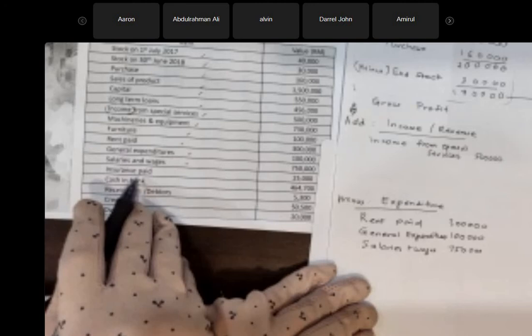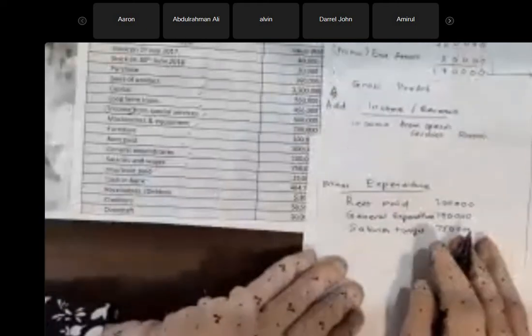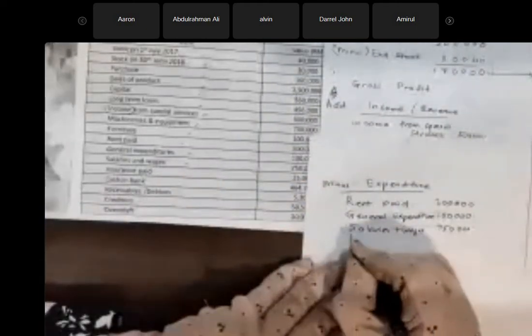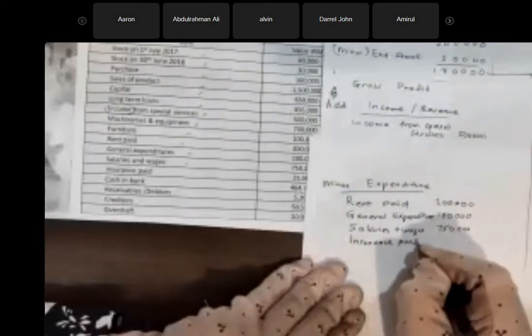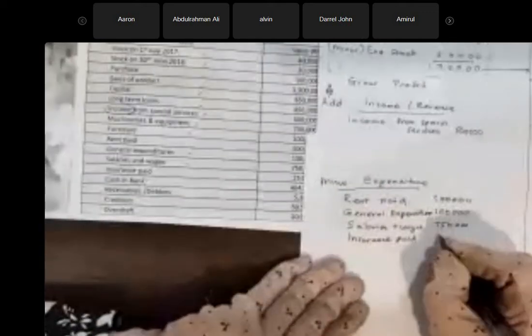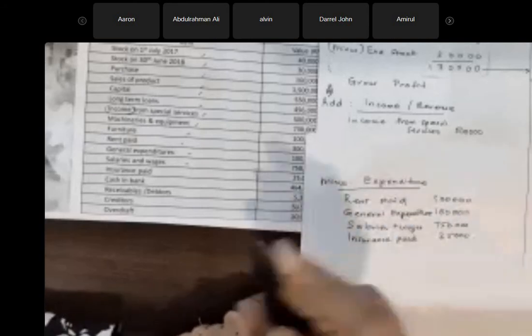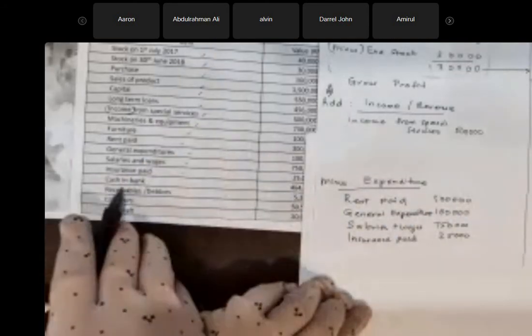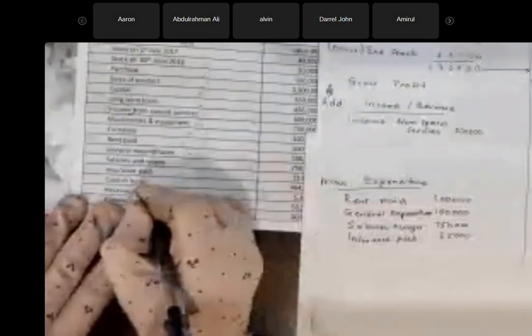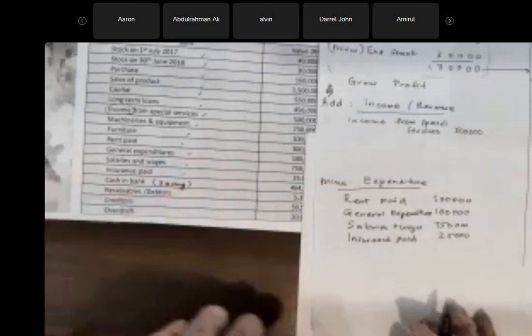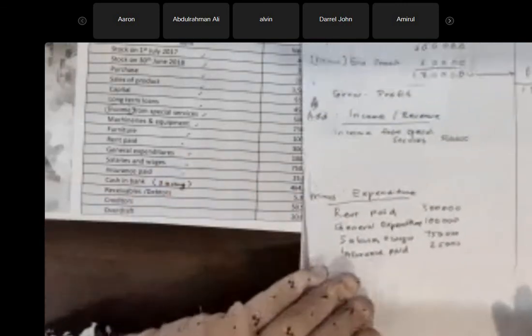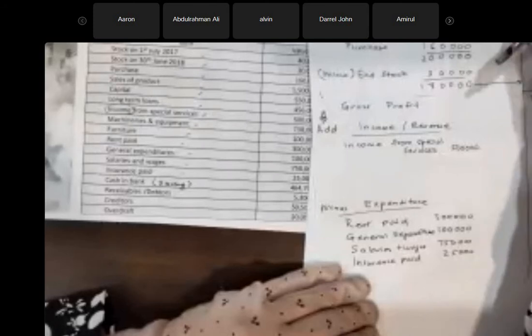Is it income? Is it expenditure? Or maybe in this category? Okay, expenditure. Insurance paid. Insurance paid, 25. Okay, insurance paid and, okay, cash in bank or savings. Saving in bank. Okay, where should I put it? Current asset. Okay, good.